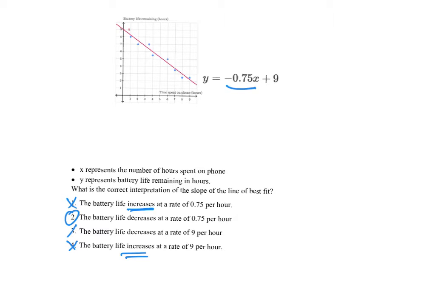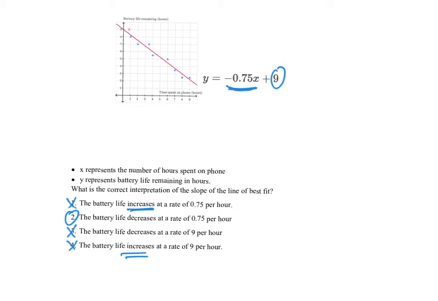So it's not going to be 3, because in 3 they're talking about the battery life decreasing at a rate of 9. No, 9 is our y-intercept, all right? So what increases or decreases will be 0.75. That's the slope, right? Like rise over run. So the answer is going to be number 2.